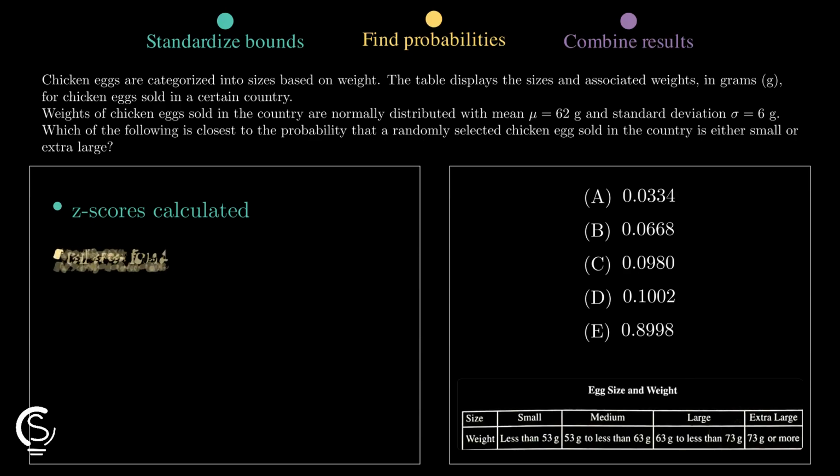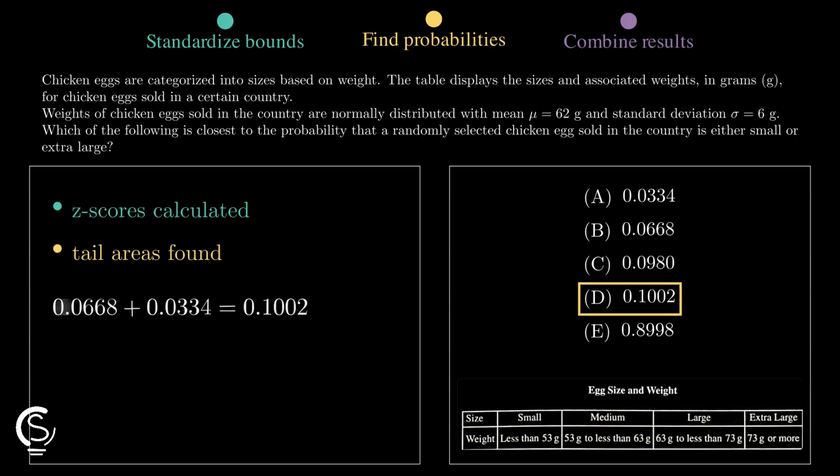Finally, we add these 2 probabilities together to find the total chance of selecting either a small or an extra large egg, which matches our final answer. You got this!